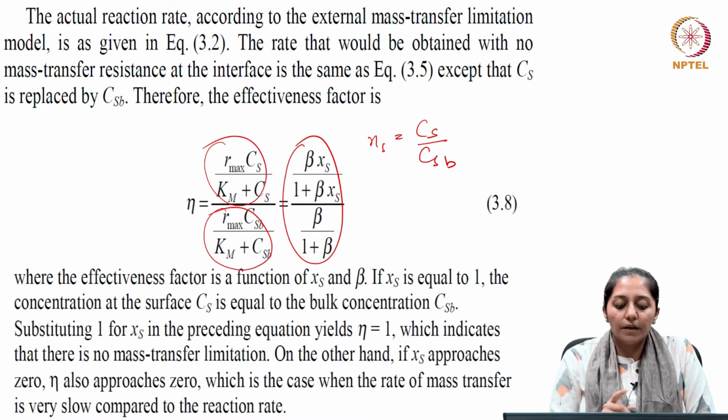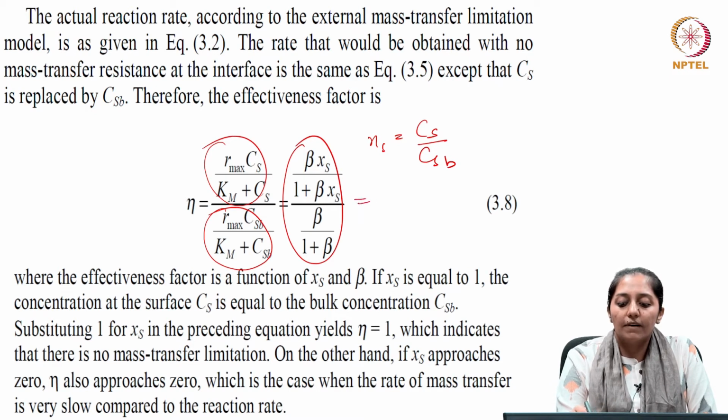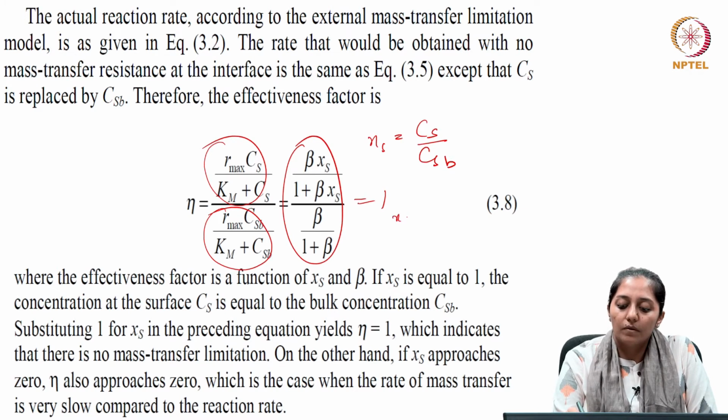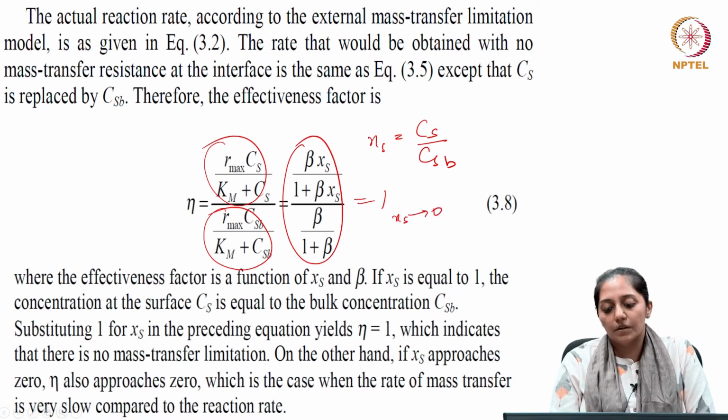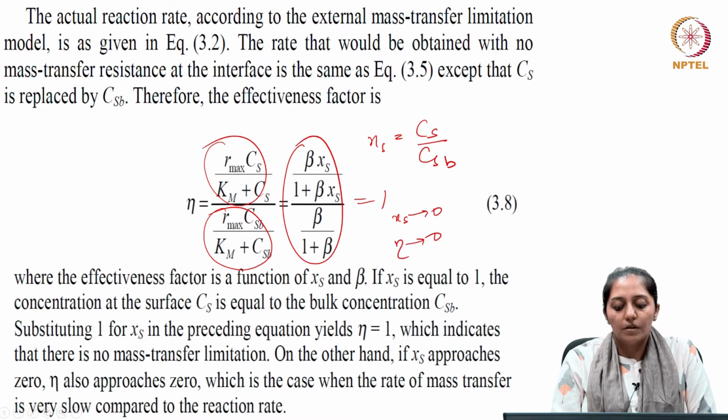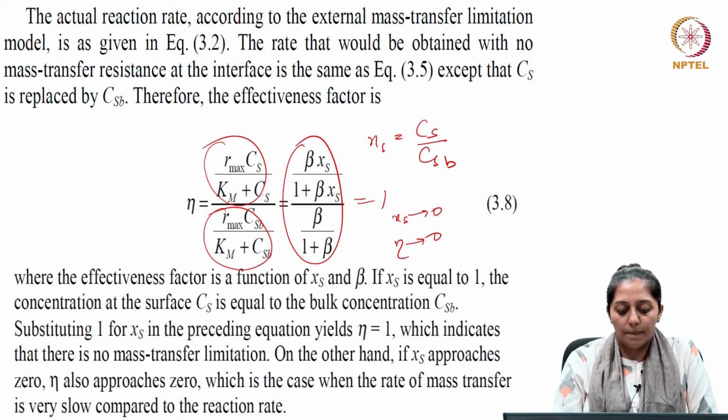Now, substituting 1 for XS in this equation, you will see the eta value becomes equal to 1, which means no mass transfer limitations. On the other hand, if XS approaches 0, if it becomes very nearly 0, then your eta value also becomes equal to 0. This demonstrates that the rate of mass transfer is very slow compared to the rate of reaction. The system is mass transfer limited.